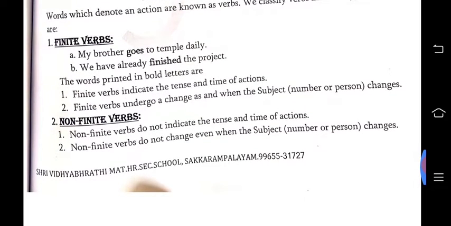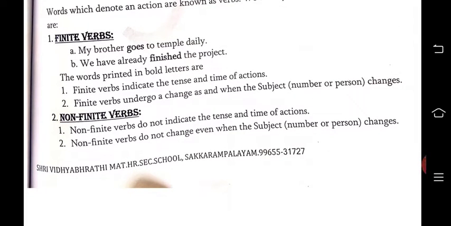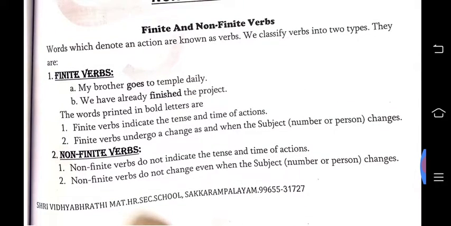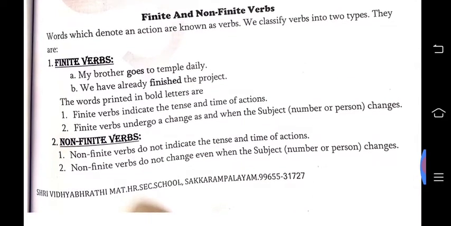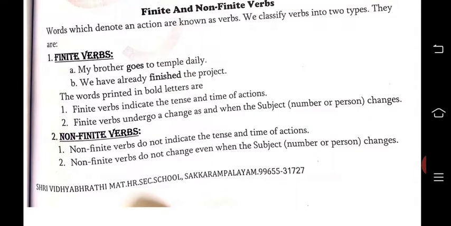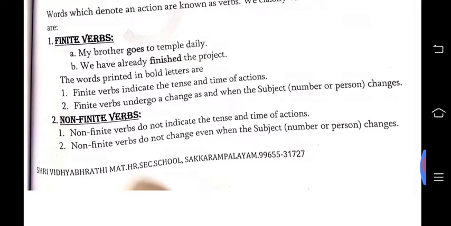It shows the tense form or not? My brother is the subject; goes to temple daily. So goes to means what? It's a habitual action. So habitual action is used in the present form, is it or not? So it shows the tense form. We have already finished the project. So perfect tense, present perfect tense, just completed action. The words printed in bold letters are finite verbs, indicating the tense and time of action. Finite verbs undergo a change as and when the subject, number or person changes. Okay, got it or not?